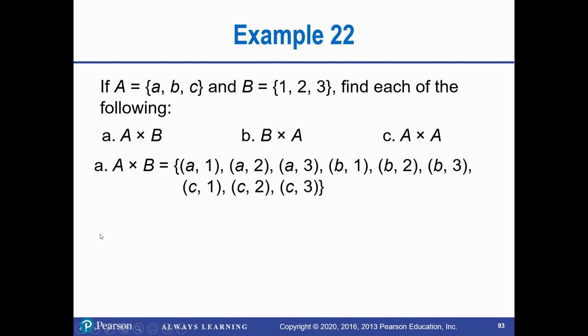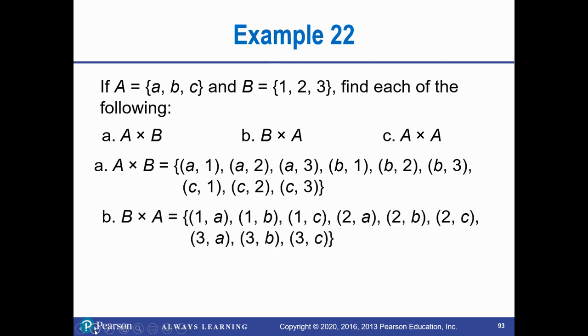Think about B cross A. What would that look like? Well, we would simply take all the pairings, all the ordered pairs in A cross B, and reverse them. Reverse the number and the letter. Instead of A comma 1, we would have 1 comma A, and so on. And so we have the same 9 pairings in reverse order.